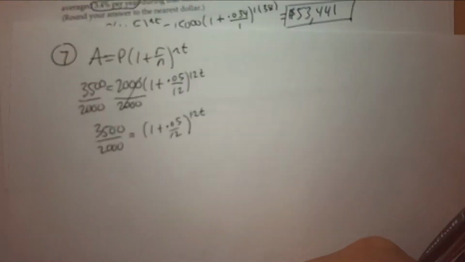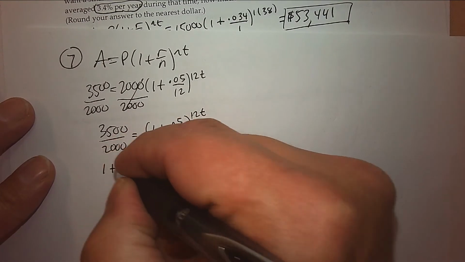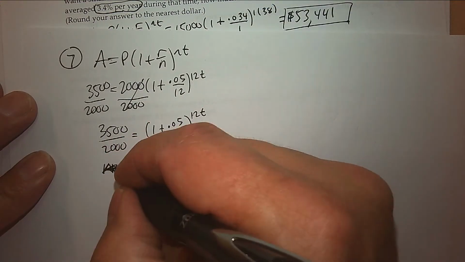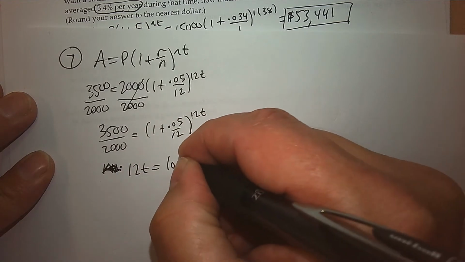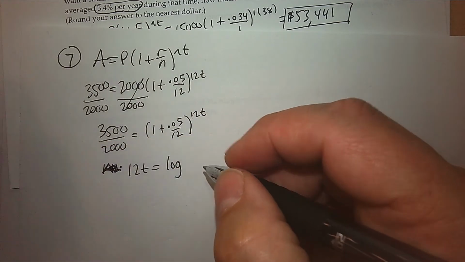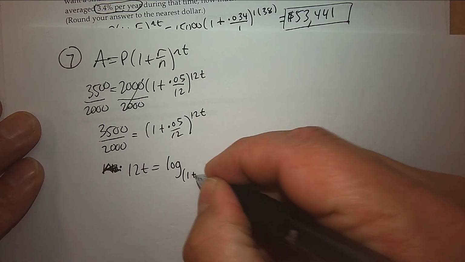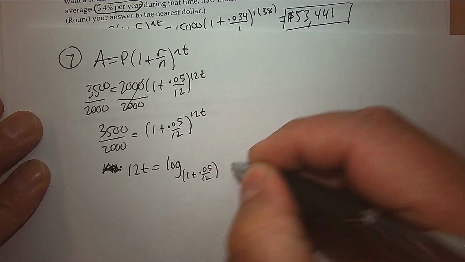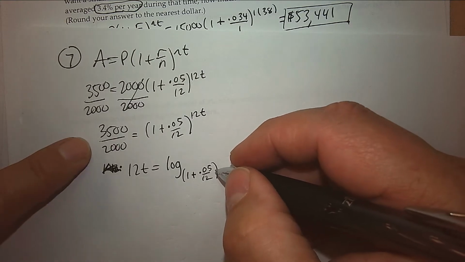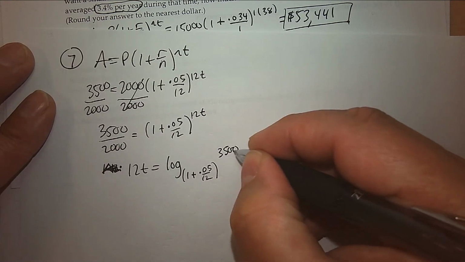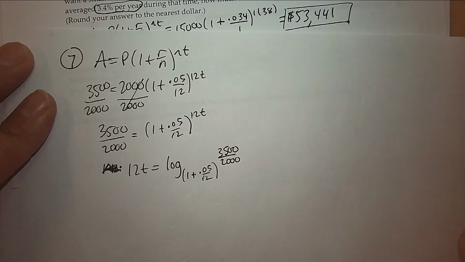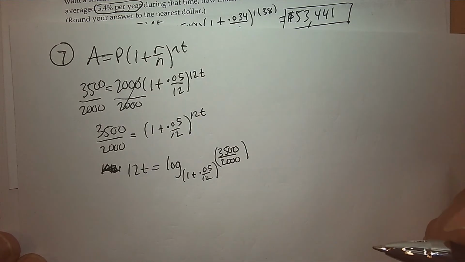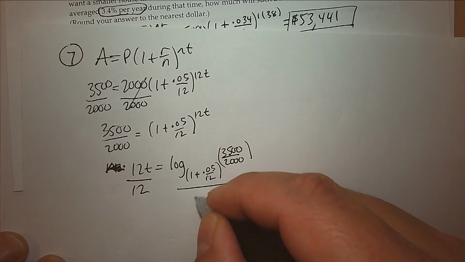So to write this as a logarithm, you start with the exponent, and the exponent is 12t. Then we write down the logarithm. The base of the logarithm is the same as the base, and it's a little bit awkward, but I'm going to use parentheses, and it's 1 plus 0.05 divided by 12. And then what goes inside the logarithm is this number, 3,500 divided by 2,000. You could put parentheses around that too if you like. So there's the base, and that's what's inside the logarithm. The last step is to divide both sides by 12.